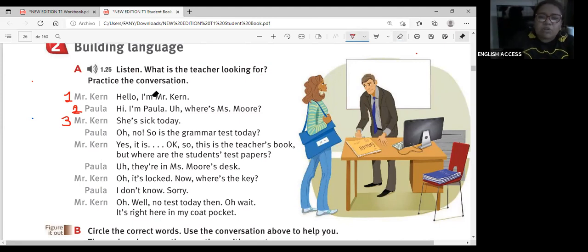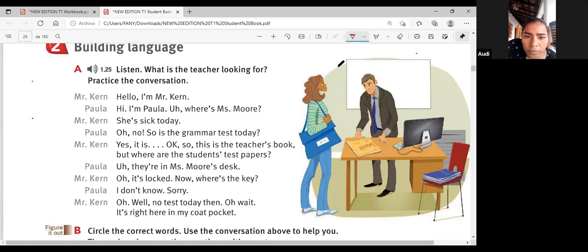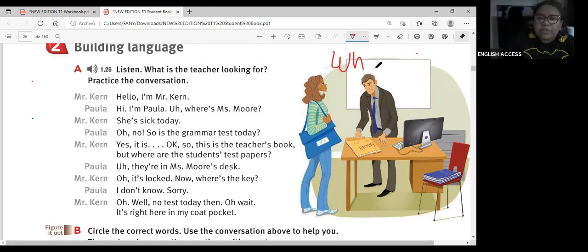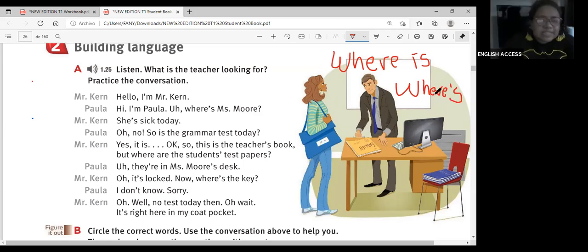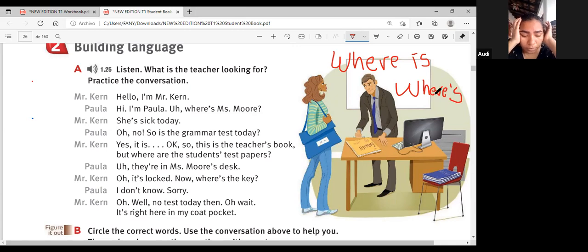Okay, now I want you to look at something, girls. Do you remember that we have the contraction? Instead of saying where is, we say where's. Right? Instead of saying where is my cell phone, we say where's my cell phone, right? It's a contraction, an abbreviation. But I want you to look at this. It says, it's Paula.